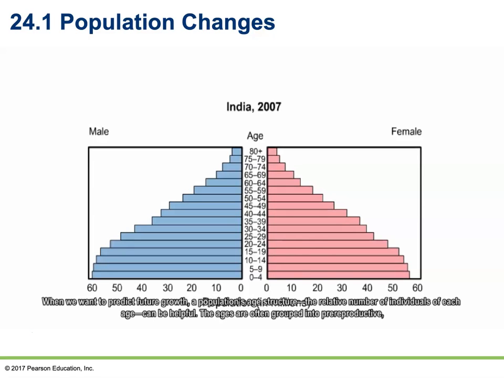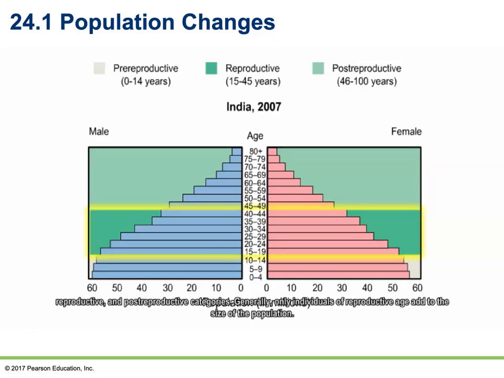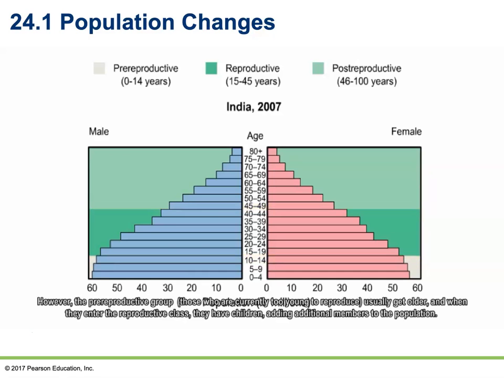When we want to predict future growth, a population's age structure, the relative number of individuals of each age, can be helpful. The ages are often grouped into pre-reproductive, reproductive, and post-reproductive categories. Generally, only individuals of reproductive age add to the size of the population. However, the pre-reproductive group, those who are currently too young to reproduce, usually get older, and when they enter the reproductive class, they have children, adding additional members to the population.